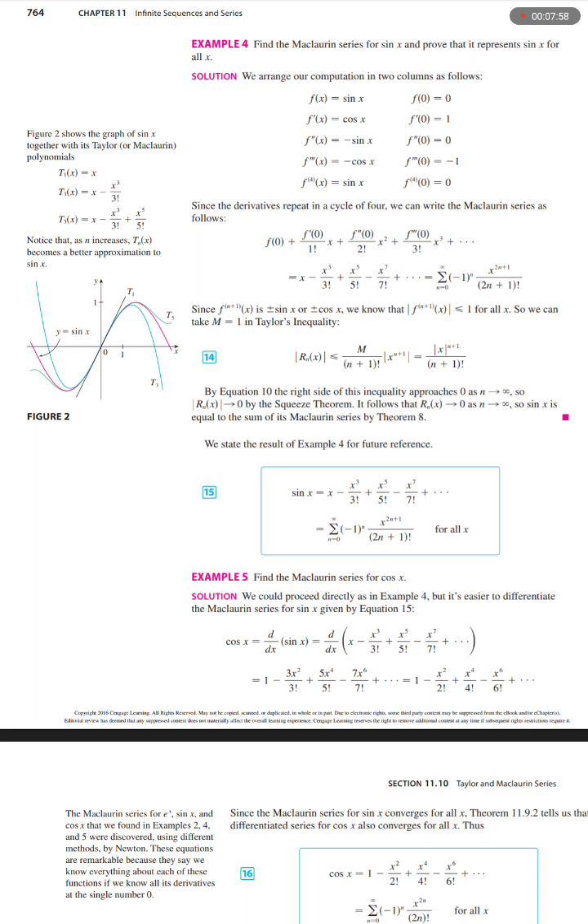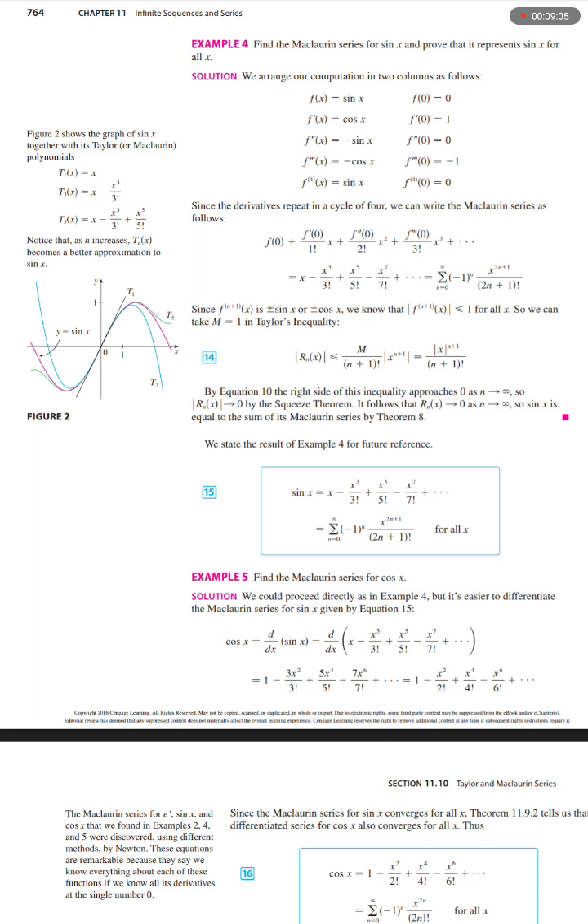Since the derivatives repeat in a cycle of 4, we can write the Maclaurin series as follows. f of x equals f of 0 plus the first derivative of f of 0 over 1 factorial times x plus the second derivative of f of 0 over 2 factorial times x squared plus the third derivative of f of 0 over 3 factorial times x cubed plus ellipsis, equals x minus x cubed over 3 factorial plus x to the 5th power over 5 factorial minus x to the 7th power over 7 factorial plus ellipsis, equals the sum from n equals 0 to infinity of negative 1 to the power n times x to the power 2n plus 1 over 2n plus 1 factorial.